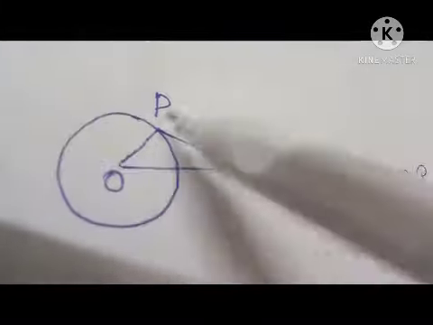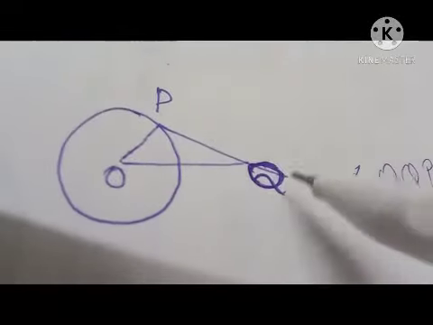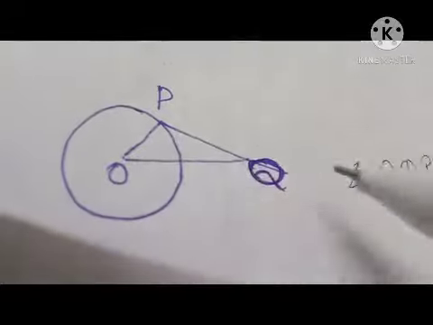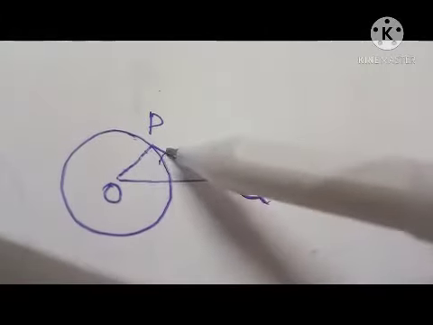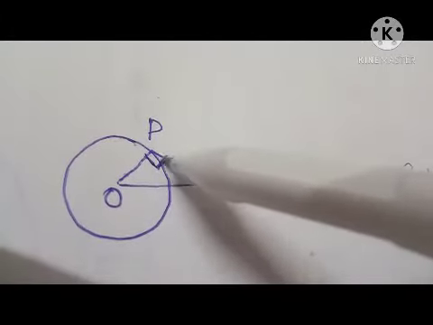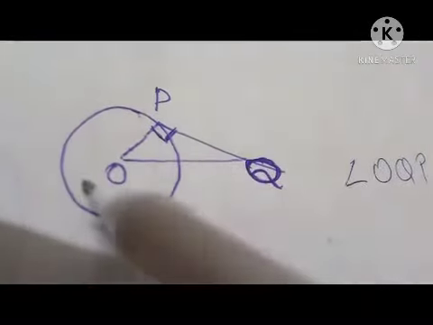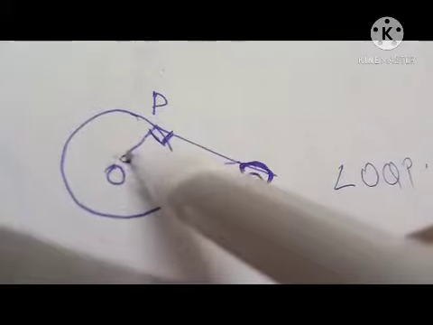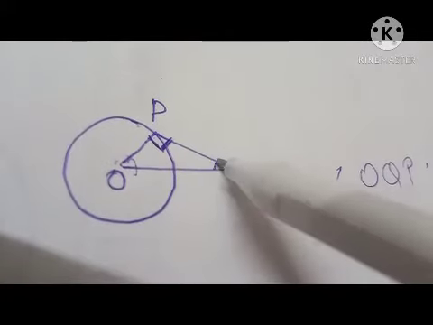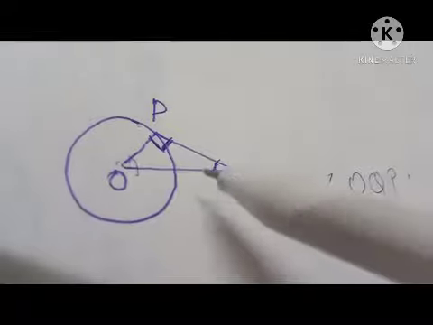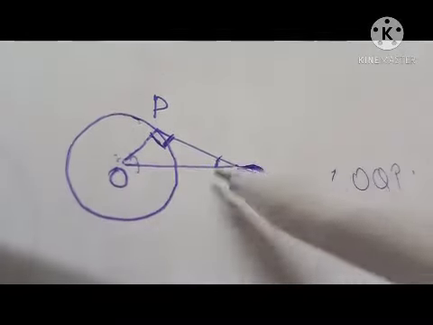So from this figure itself we know that PQ is the tangent and OP is the radius. Radius to the tangent is right angle, that is the theorem. So this angle is right angle. Then it is given that this triangle is an isosceles triangle, so base angles should be equal. Two sides are equal, then it is known as an isosceles triangle. So in an isosceles triangle, base angles are equal.